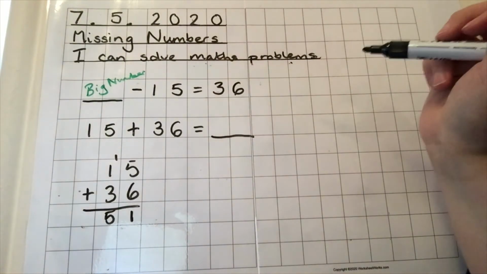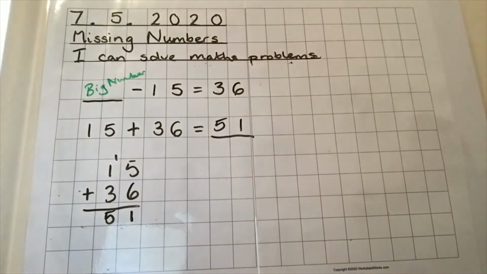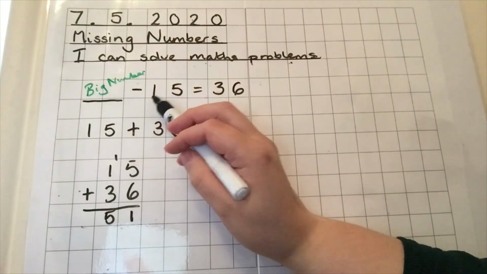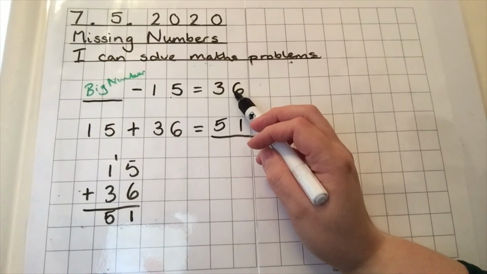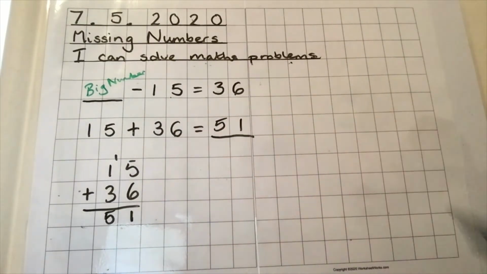Okay, and we end up with 51. So 51, take away 15 is 36. 15 add 36 is 51. I'm going to do one more.